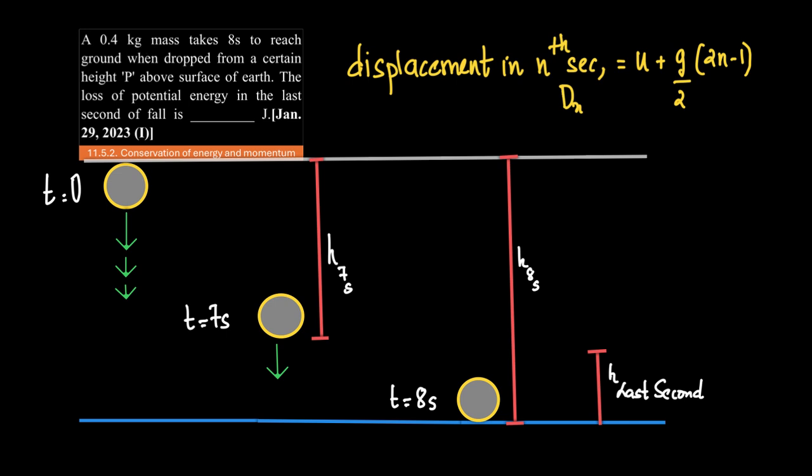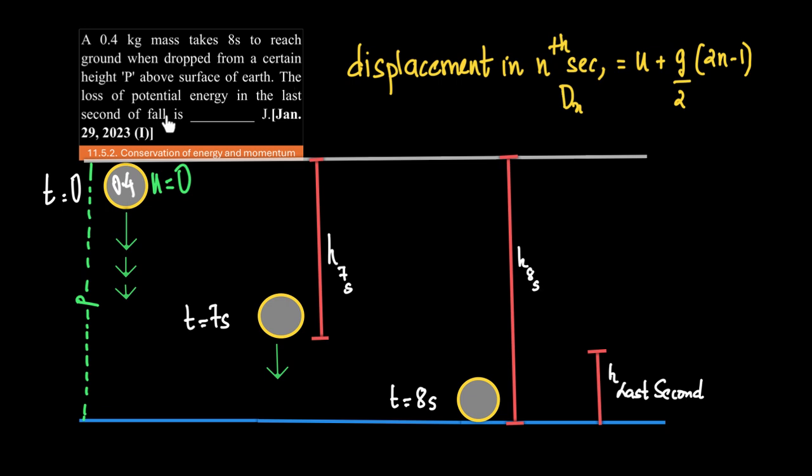A 0.4 kilogram mass, so this is the 0.4 kilogram mass, when dropped from a certain height. So this complete height here is P. At t is equal to 0, dropped, which means the initial velocity should be equal to 0, right? Above the surface of the earth, P. So I've considered this blue line here to be the surface of the earth. The loss of potential energy in the last second of fall is, see, how many seconds will it take to reach the surface of the earth? It is 8 seconds. So this line here represents distance traveled in 8 seconds or height traveled in 8 seconds.